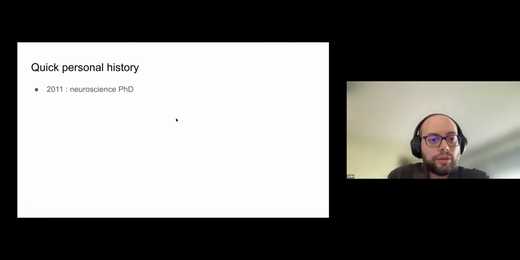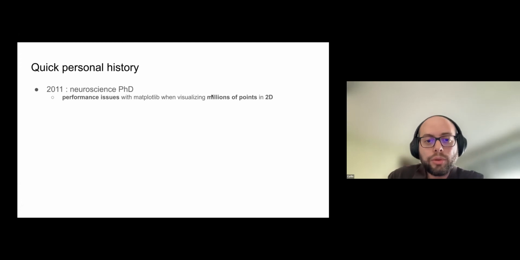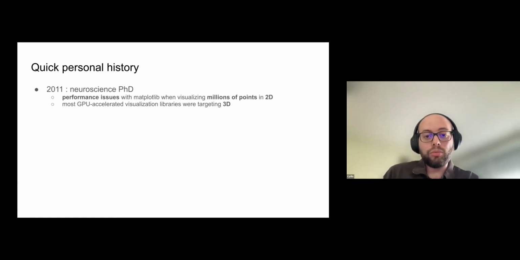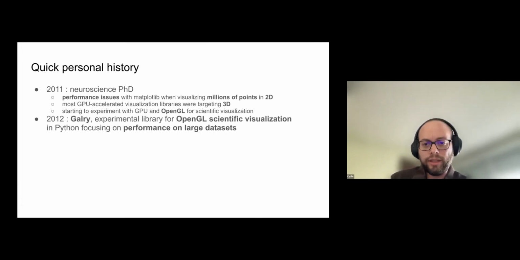Explain how we got there. So 10 years ago, I was doing my PhD in neuroscience, and I needed to visualize millions of points in 2D. And I had some performance issues because I was using Matplotlib. I tried to find some GPU accelerated libraries, but most of them seemed to target 3D, whereas I was really interested in scatter plots and a lot of lines in 2D. So that's how I started to experiment with the GPU and OpenGL for scientific visualization.